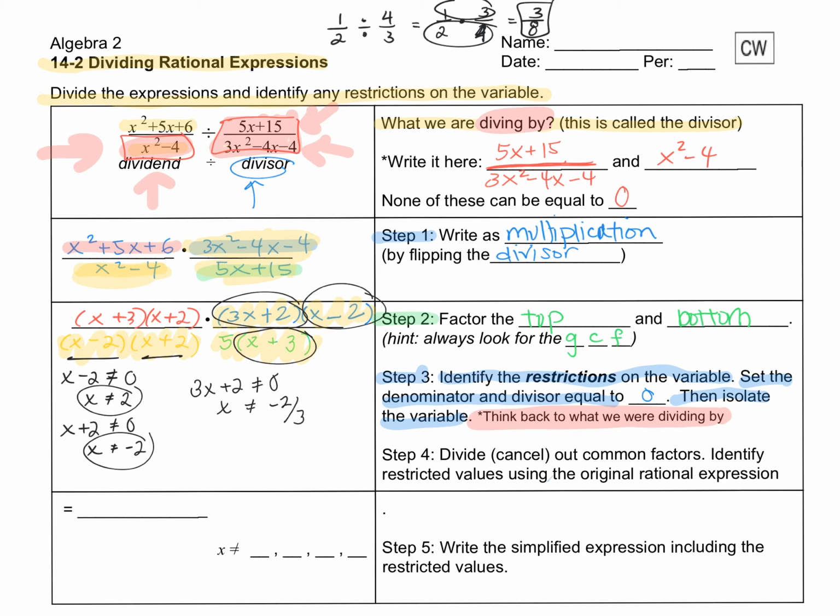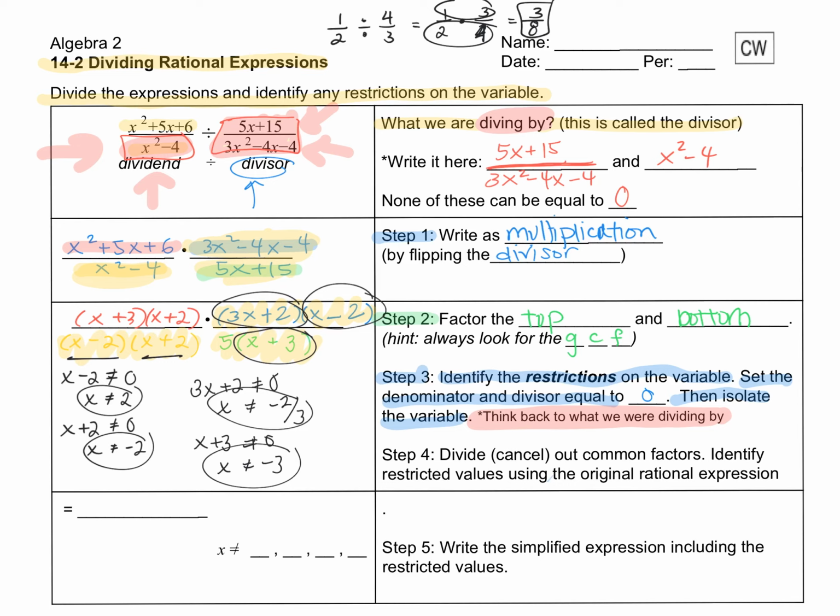We also have x plus 3. So x plus 3 also cannot equal 0. And if I solve this, I'm going to get x cannot equal 3. All right, so those are all the factors that we were dividing by, and we've set them all equal to 0, so we know what x can't equal.